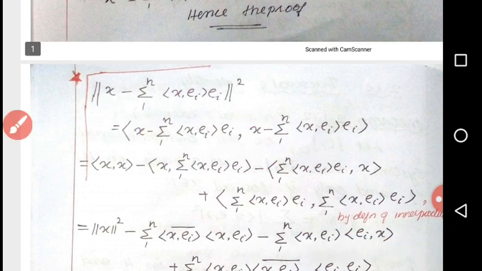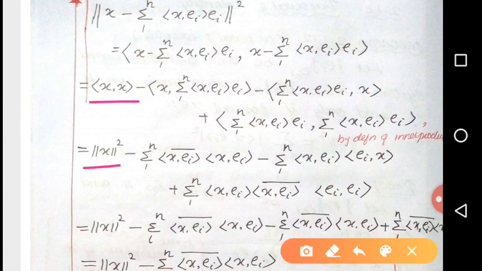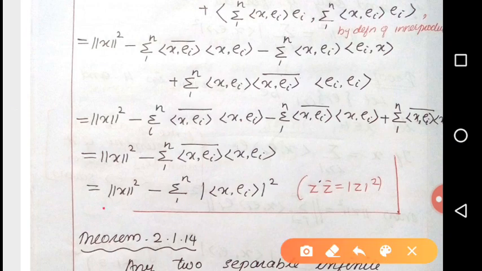Okay. Now, the inner product of x, x is norm x squared. And if we consider the second term, there is a scalar in the second argument position, and if we take it out from that second argument position, it comes out as the inner product of x, e_i times its conjugate. Similarly, we can simplify the other terms also, and we can prove that it is the same as norm x squared minus the sum from 1 to n of the modulus of the inner product x, e_i, the whole squared.